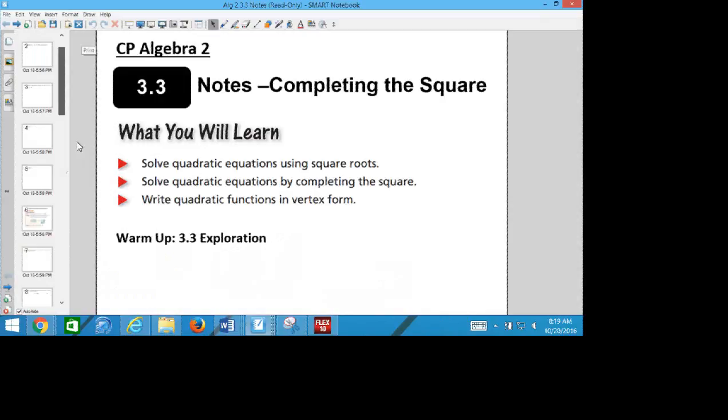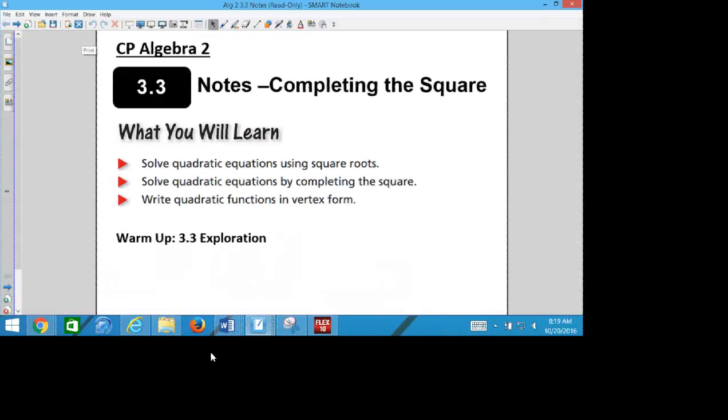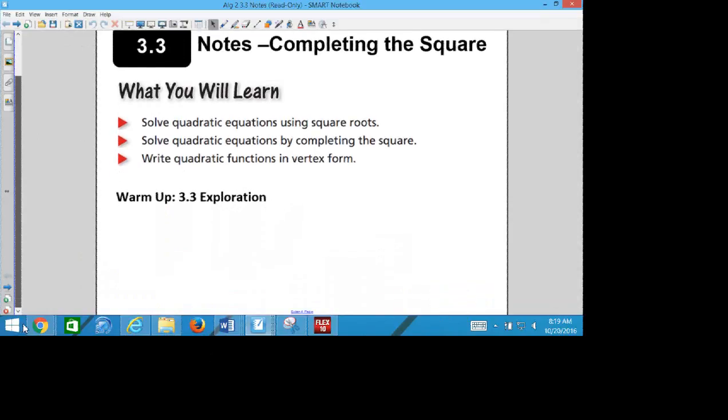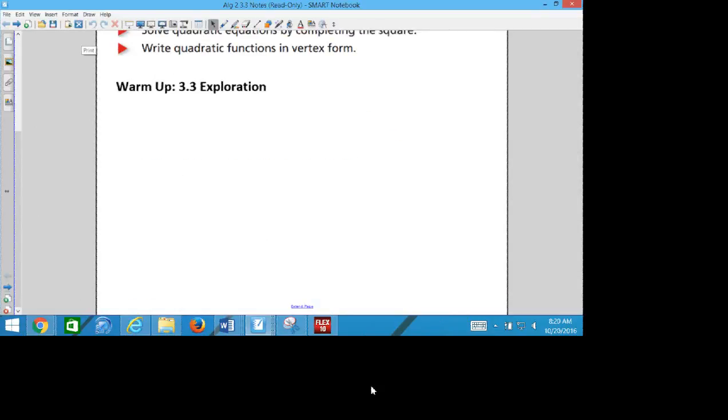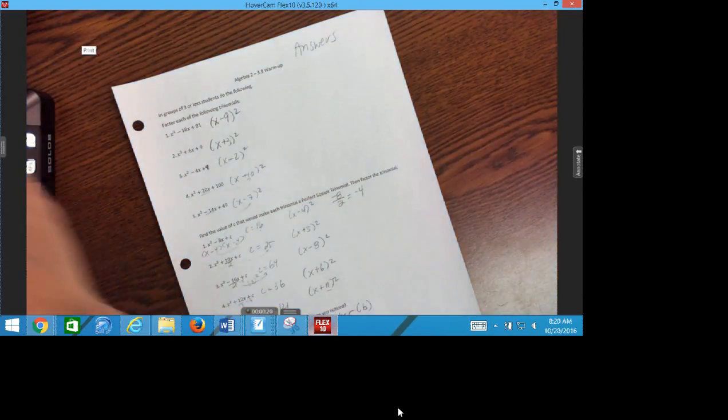Okay, so on the warm-up, at the bottom section, actually I have the answers. You can check your answers. Make sure that you have the same answers. Then we'll talk about the bottom section.